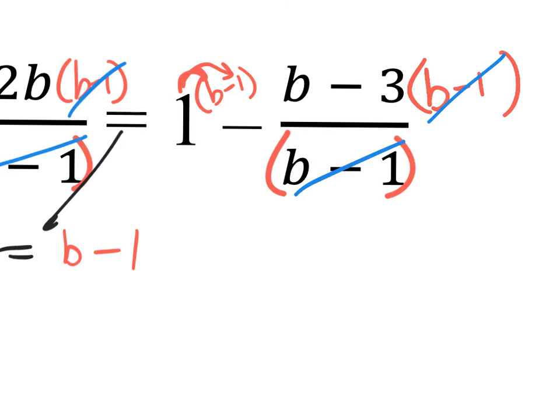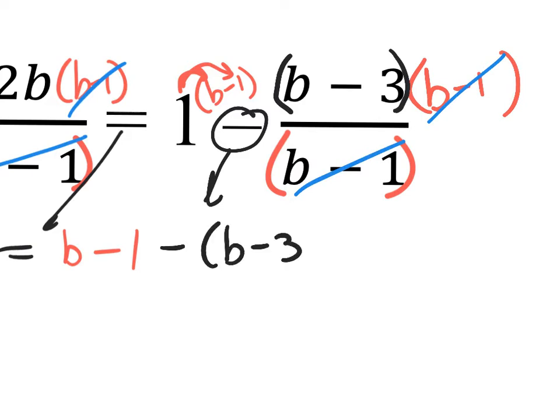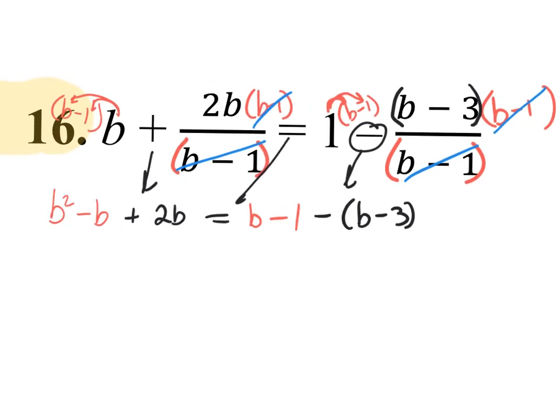So what do we have left? We have this minus sign, but this is the tricky part. This is a binomial. So you have to put the parentheses around that binomial, because if you don't, this minus sign is going to look like it just belongs to the b, not to the minus 3, and the whole numerator is negative. So you need to distribute that minus sign. Anyways, there's our new equation without fractions.